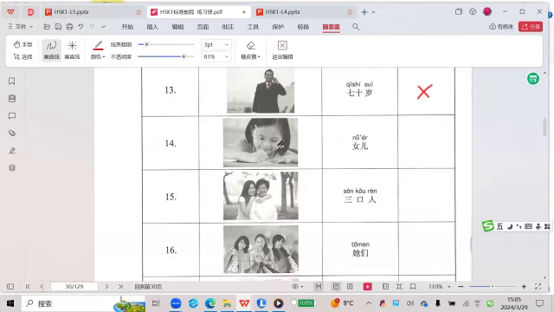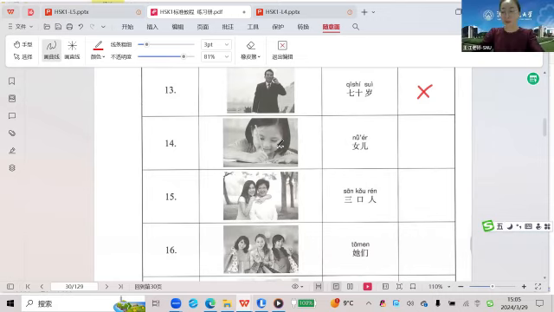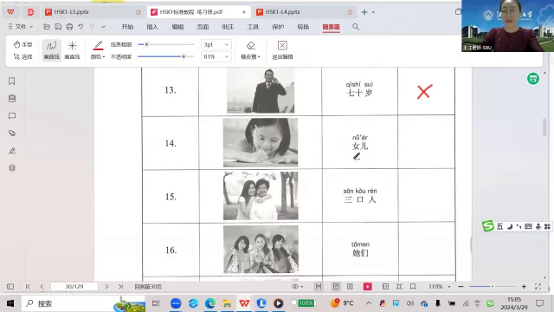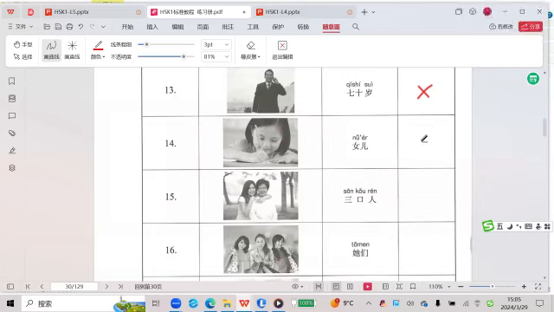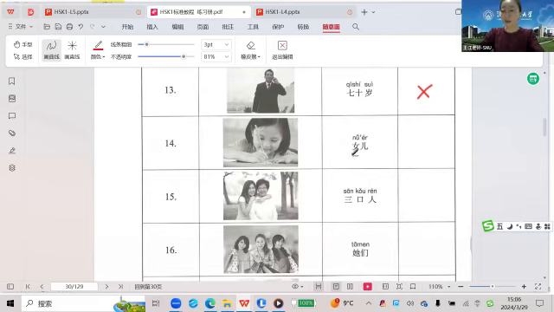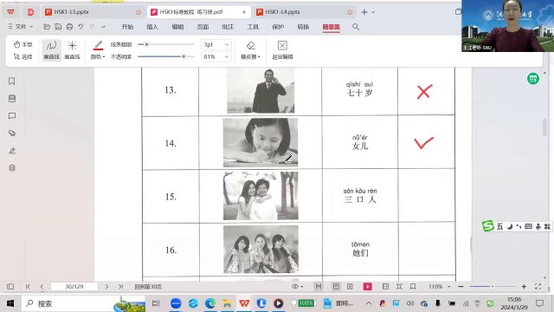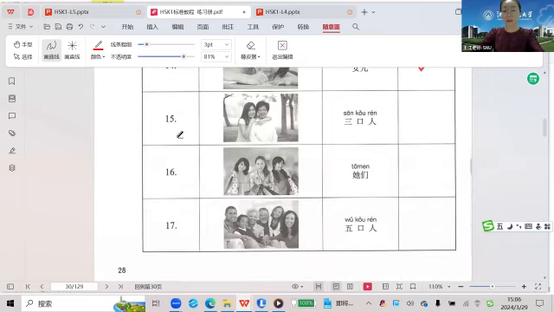Number 14, Rashid Mahmoud. Read the word. 女儿, what's the meaning? Daughter. Is it right or wrong? Wrong. Why? 女儿, daughter, so is it right or wrong? Right, ma'am. I think the little girl is the daughter, right? Obviously.